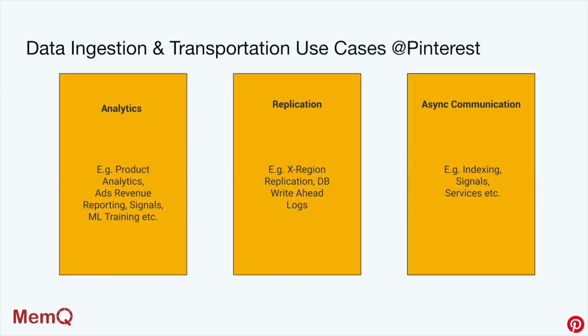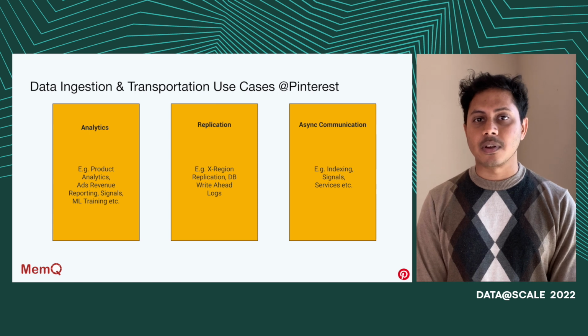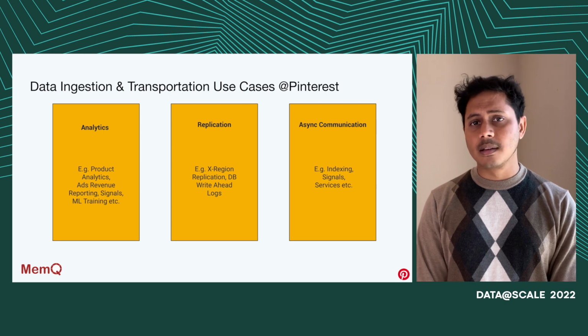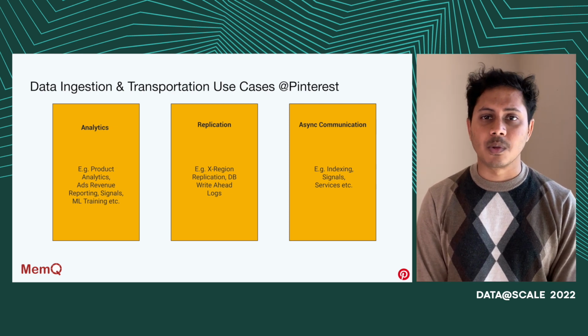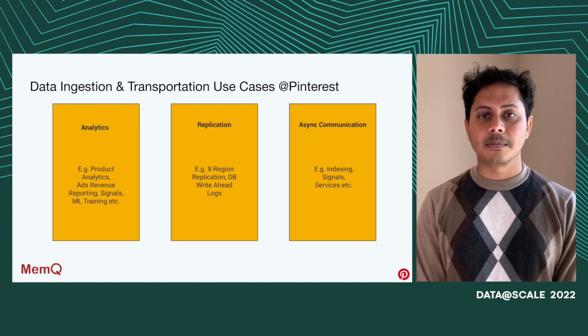At Pinterest, there are three use case families that are powered using the data ingestion and transportation platform: analytics, replication, and asynchronous communication. The analytics use cases are typically the clickstream type use cases: product analytics, ads revenue reporting, signal platform, machine learning, and so on. Replication typically refers to our cross AZ, cross region transports of data, and also database write-ahead logs. And asynchronous communication is typically applications communicating with other apps using an asynchronous medium, or the pub/sub layer.